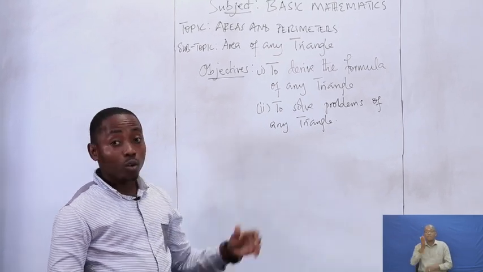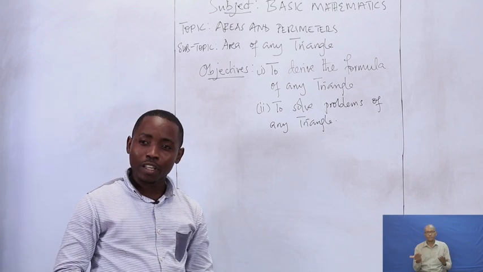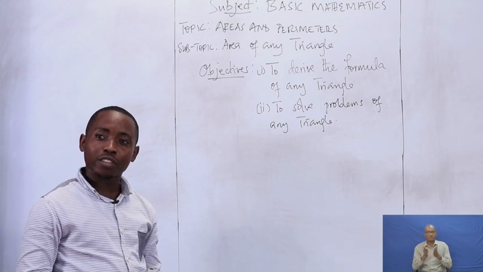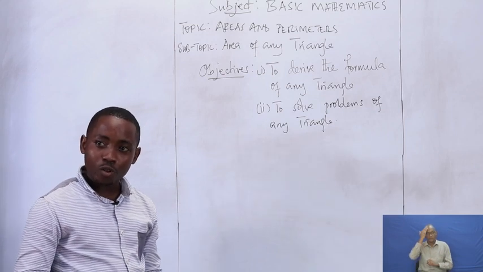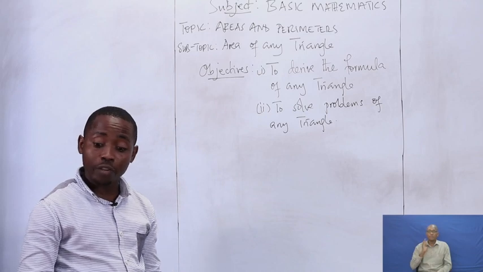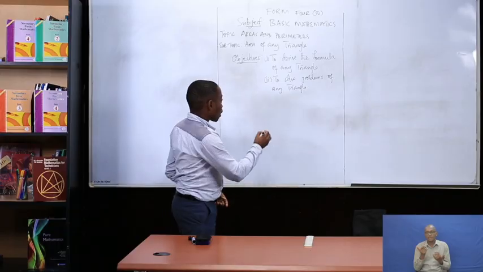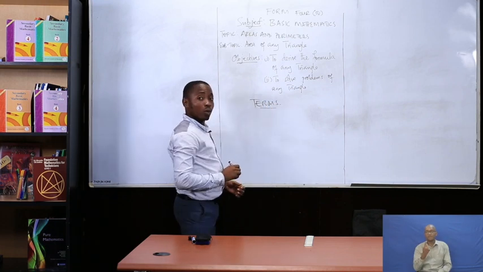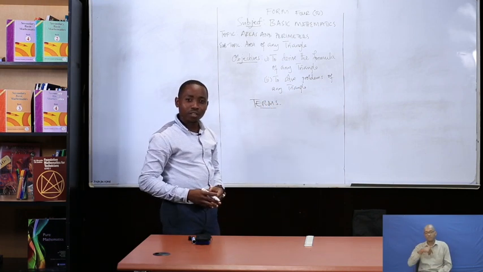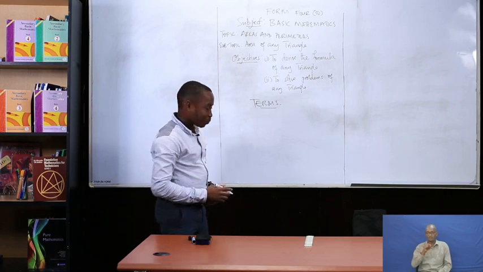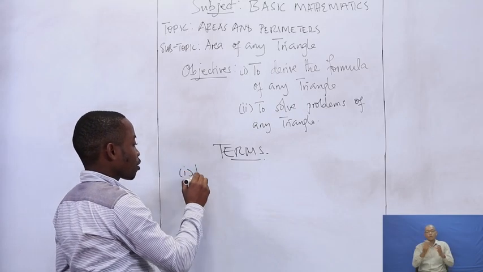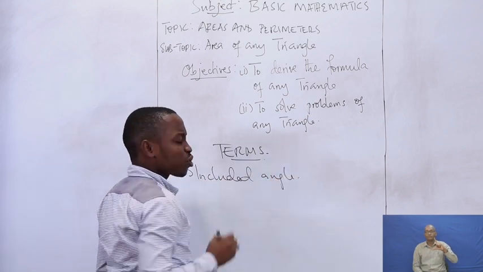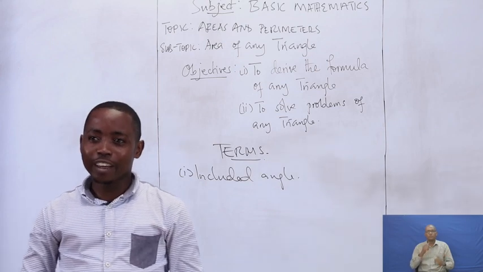So in order to know how to derive the formula, first of all, we need to know the common things that you remember, the terminologies that can help us to derive this particular formula. The first term is known as included angle. We need to know first, what is included angle?